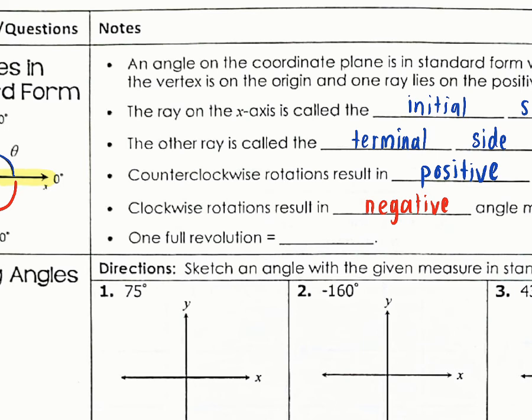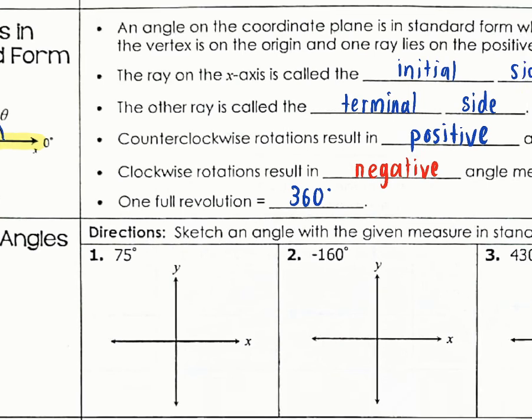And like I said a second ago, something that you guys have been familiar with for a long time: one full revolution is how many degrees? 360 degrees. Okay? All right. Pretty easy stuff, right? Yeah, this is easy, right? That's what I want to hear from you.